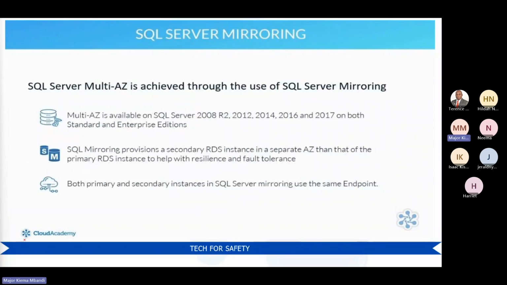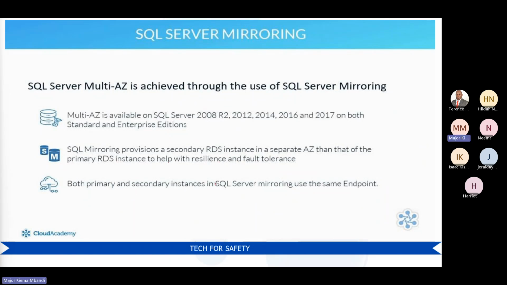SQL Server in multi-AZ also is achieved through the use of SQL Server mirroring. Multi-AZ is available in SQL Server 2008, 2012, 2014, 2016, 2017, on both the standard and enterprise edition. So from 2008 up to 2017, SQL mirroring also provisions a secondary RDS instance in a separate AZ than that of the primary RDS instance to help with resilience and fault tolerance.